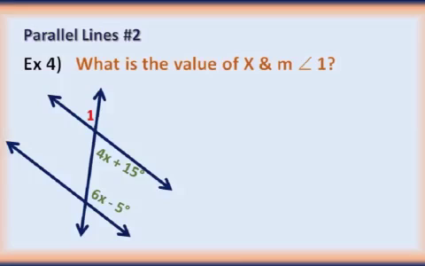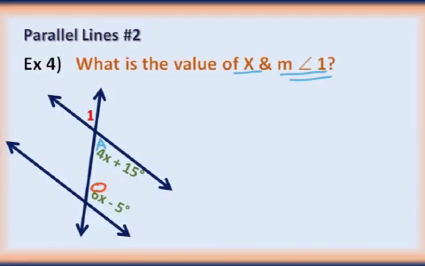For our fourth and final example, not only do we have to find the value of x, we have to find the measure of angle 1, which will require one additional step. Again, let's label our picture. We have an acute angle here, and we have an obtuse angle down there, which means, by name they're consecutive interior, but once again we see an acute angle and an obtuse angle. They are supplementary, which means they must add up to 180.